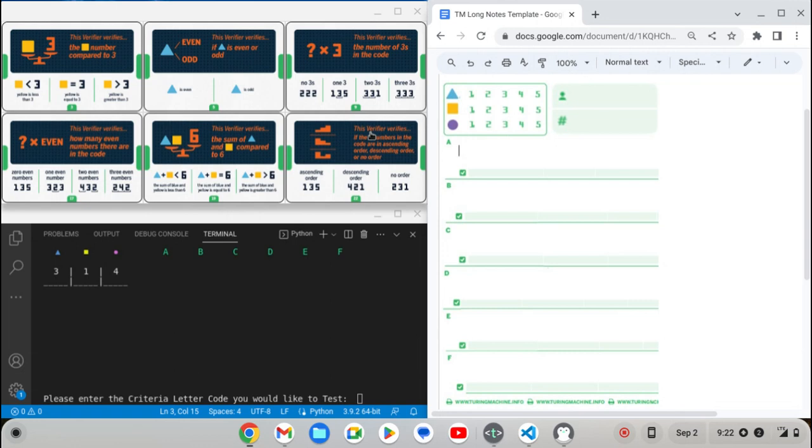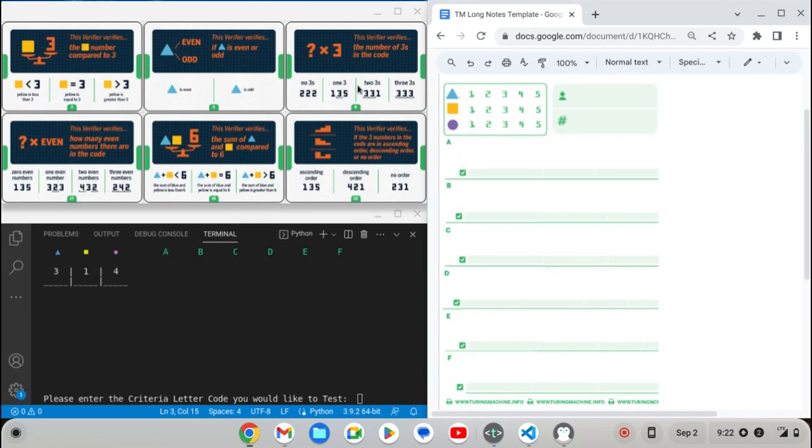So in the grid above, we've got our 6 criteria cards. On the top row, we've got criteria card A, criteria card B, and criteria card C. On the bottom row, we've got criteria card D, criteria card E, and finally criteria card F. Criteria card A looks at our middle digit, the square digit, and compares it to the number 3. So should the value of square be less than 3? Should it be equal to 3? Or should it be greater than 3? Criteria card B will look at our first digit, triangle digit, and will let us know whether its value is an even digit or an odd digit.